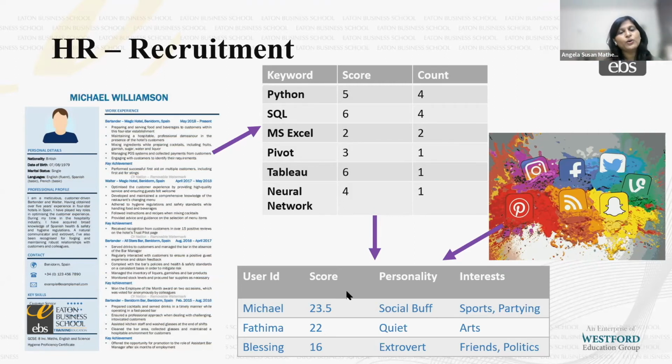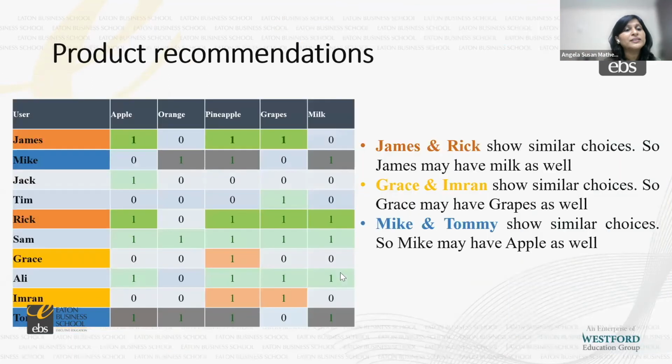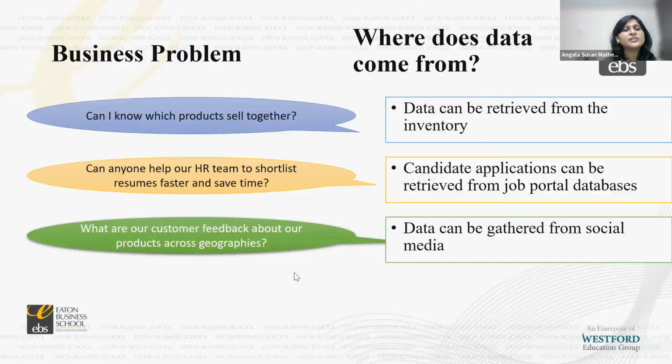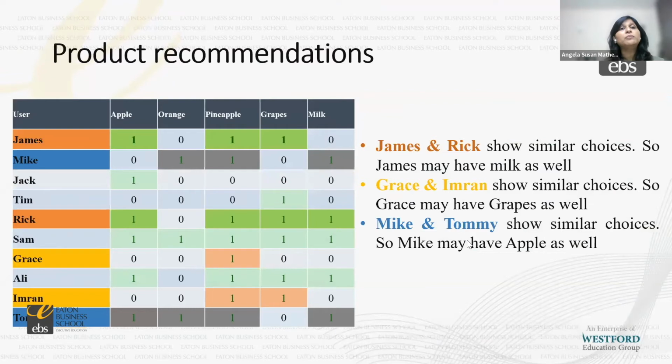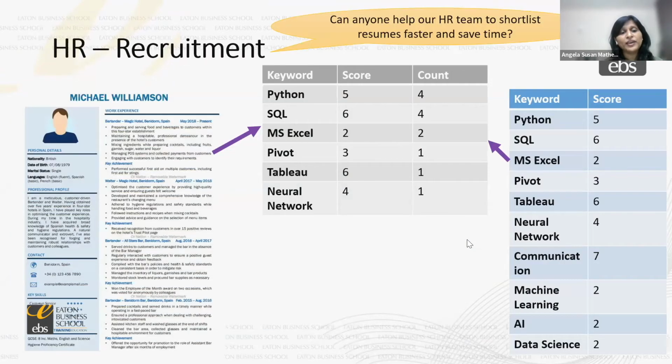Let me quickly go to the third question. I hope you remember the third question. The third question was, what is our customer feedback? Let me go back to the earlier example. What are we doing here? We are doing a bit of text analytics. We are looking at the text, picking up keywords, and working on that to find out which are the most frequently used keywords, and what that tells about the person.